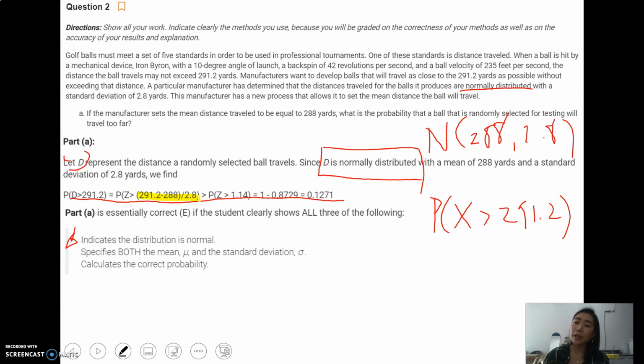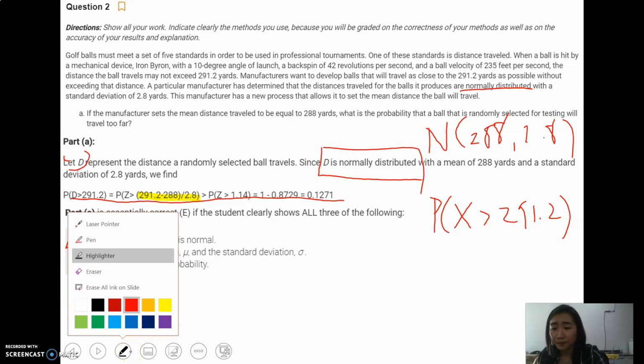On the calculator, you will have to put the parentheses around 291.2 minus 288, or else what it's going to do is 291.2 minus 288 divided by 2.8. So you want to make sure that the numerator is one thing instead of two separate things. I think there were some of you who used normal CDF and wrote it out.